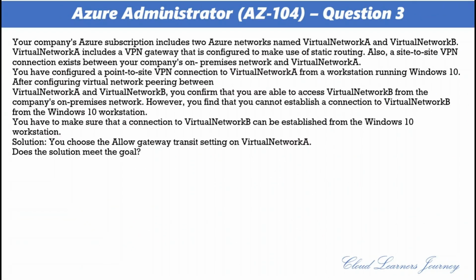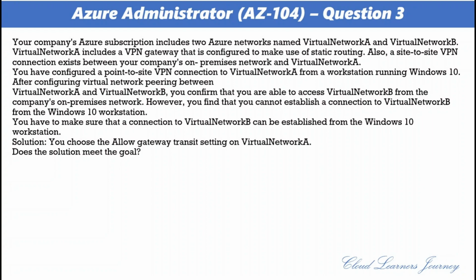Next, question number 3. Your company's Azure subscription includes 2 Azure networks named Virtual Network A and Virtual Network B. Virtual Network A includes a VPN gateway that is configured to make use of static routing. Also, a site-to-site VPN connection exists between your company's on-premises network and Virtual Network A. You have configured a point-to-site VPN connection to Virtual Network A from a workstation running Windows 10.